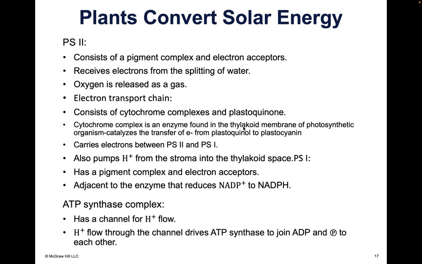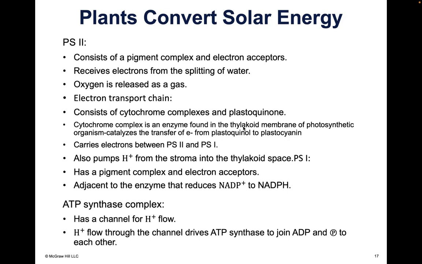So we talked about photosystem 2 in the class, and I mentioned to you it consists of a pigment complex and electron acceptors. So it receives electrons when the water is being split, and also oxygen is being released as a gas.